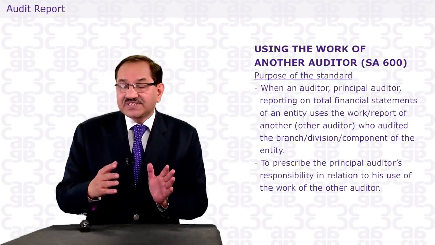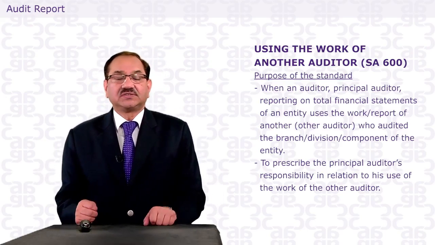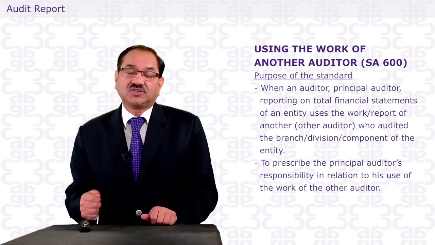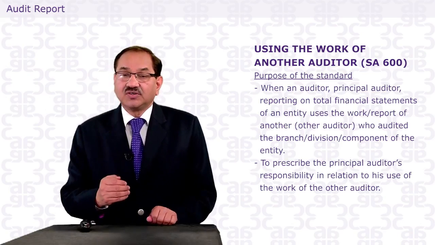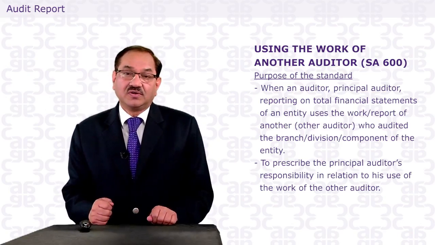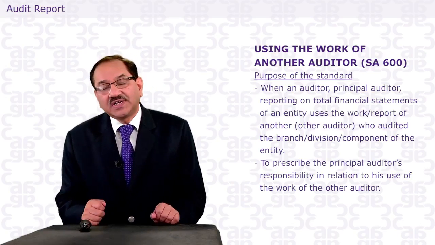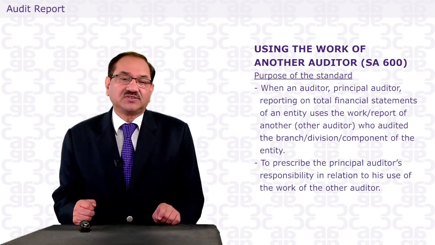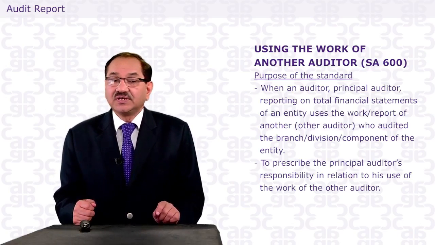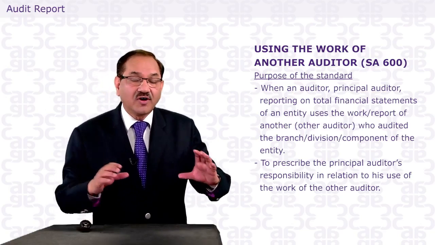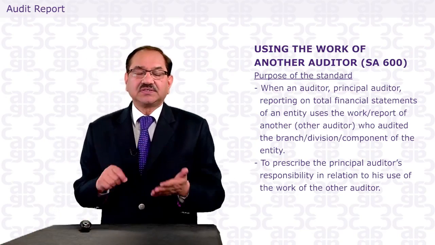So, for that 40% he relies on the work done by the branch auditors. He uses the reports of the branch auditors. Now, the question is how he uses them, what procedure he has to follow, and this procedure has to be documented. How he used the branch auditors' reports. The audit procedure for using the other auditor's report is, first, documentation of how he uses it. He must write in his working papers.